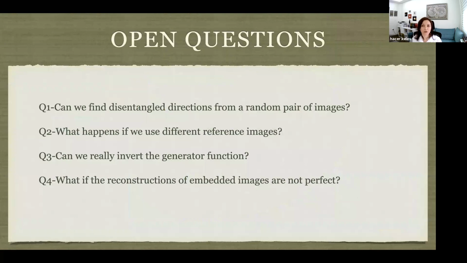Yet, we were not sure at the beginning of the research if we can find this disentangled direction from any random pair of images. For example, this is one of the questions in our minds. We also wondered what happens if we use different reference images. We also had a difficult time inverting the generator function with an encoder. All the literature was closing this option by saying that it is hard, if not impossible. Related to this, we were not quite sure about the reconstruction quality of the real images using an encoder, which could possibly affect our plans very badly.